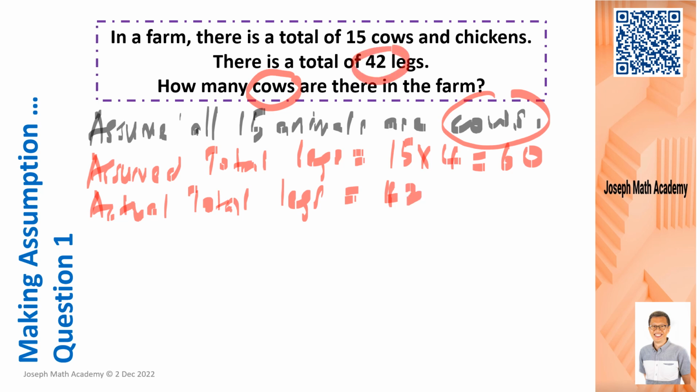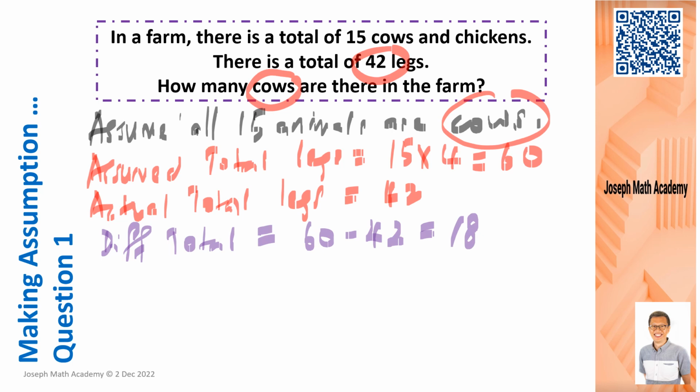Next, we have to find the difference in the total. The difference will be 60 minus 42, bigger number minus smaller number, which gives us 18. And these 18 are the hidden legs, or the excess legs, the legs which are not taken into consideration. Then we have the difference between each type of animal, 4-legged minus 2-legged, which is 2.